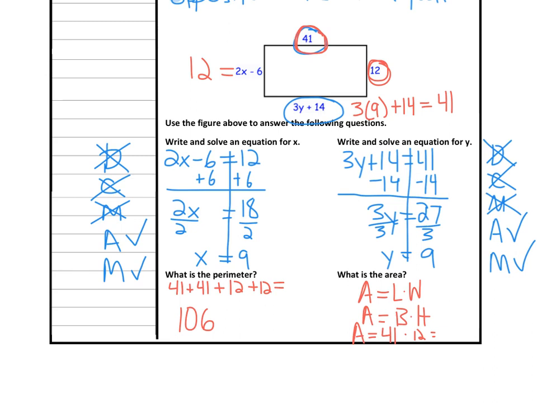And that would give me 492. Now, when we do area, whatever the units are, and in this case I don't know, we will put units squared by it to show that we've multiplied two things together. So that's our first look at area and perimeter. Now we're going to do a couple more on the back.